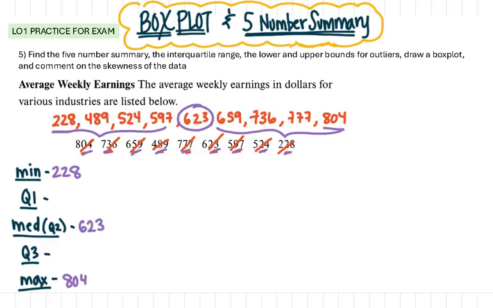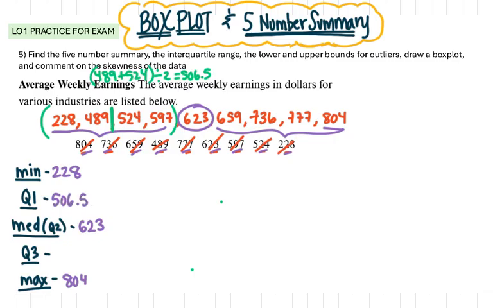Now Q1 and Q3, how do we calculate that? Basically, you take the data that is lower than the median, do not include the median, and find the middle of that. There's not one number in the middle, so to do it, we would have to do 489 plus 524, and then divide it by 2. Which ends up being 506.5. I'll write it down here.